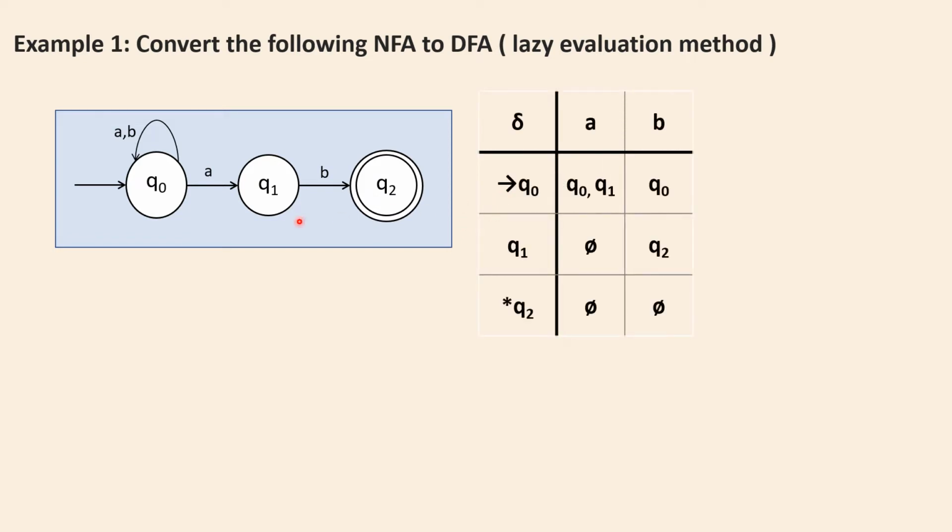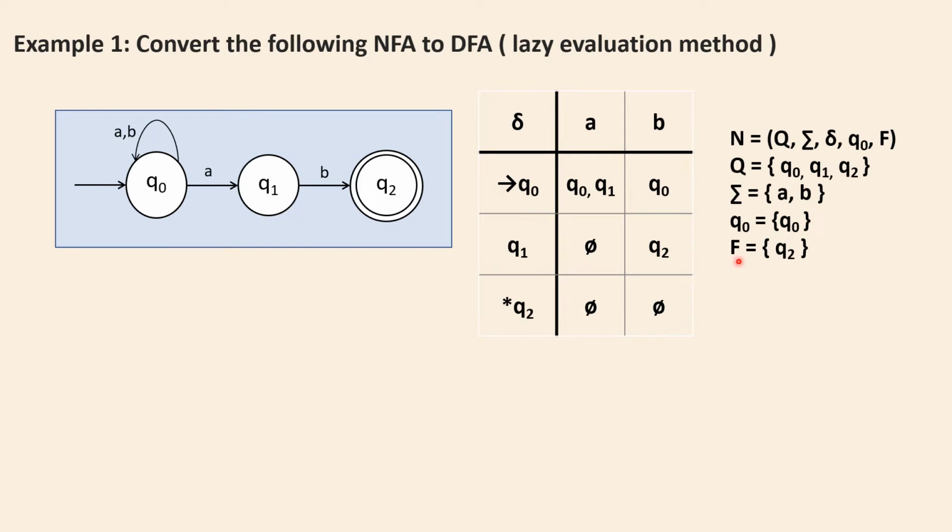So I have Q0, Q1 and Q2, Q2 being the final state. Q0 on A can go to Q0 or Q1, and Q0 on B is looping to itself. Q1 on A has no transitions. Q1 on B can go to Q2, and Q2 on A and B has no transitions.